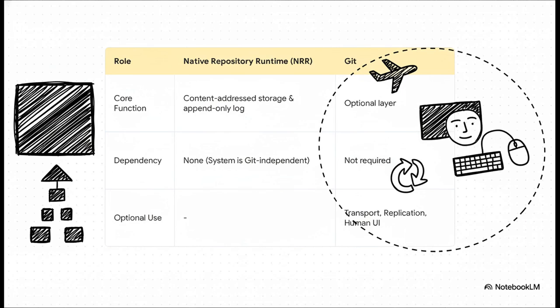And this really flips the script on how we usually think about Git. In this system, the NRR is the core engine. It handles the critical stuff, content address storage, and an append-only log. Git? It's not a dependency at all. It becomes this optional layer on top that you can use for things like transport or just as a familiar UI for developers. The system itself could not care less if Git is there or not.